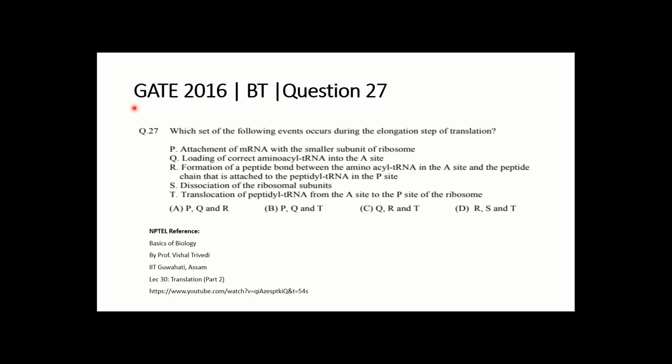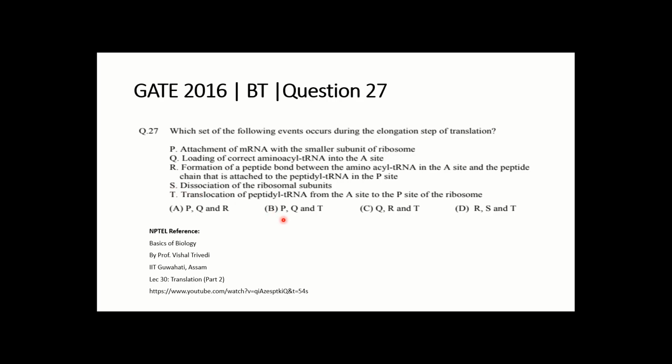Everyone, in this video we will discuss question number 27 of GATE 2016. The question asks which set of the following events occur during the elongation step of translation. The options are attachment of mRNA with the ribosome, loading of the correct amino acid tRNA to the A site of the ribosome, formation of the peptide bond, dissociation of the ribosomal subunit, and the translocation event.